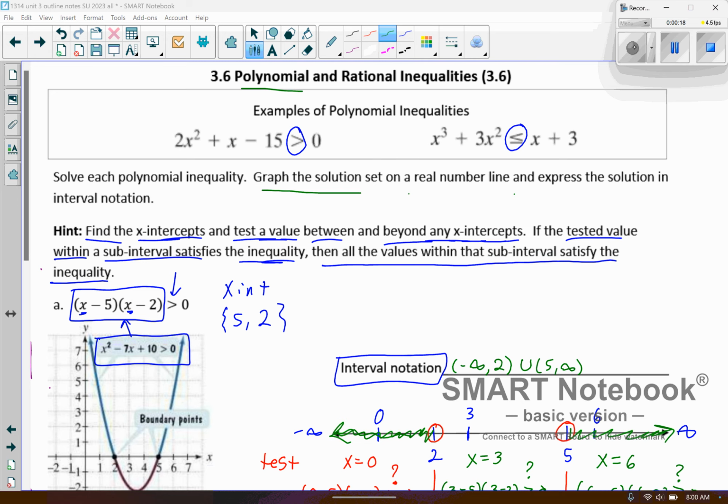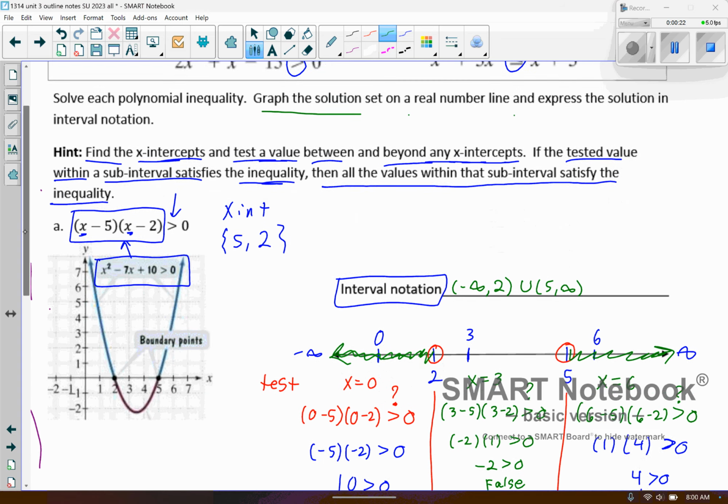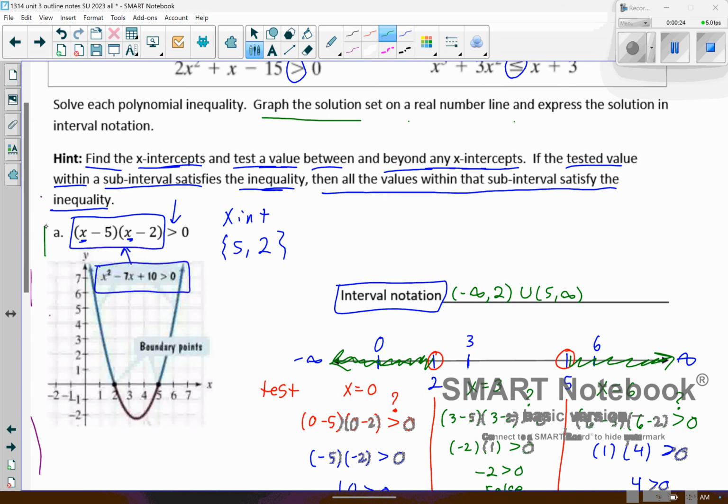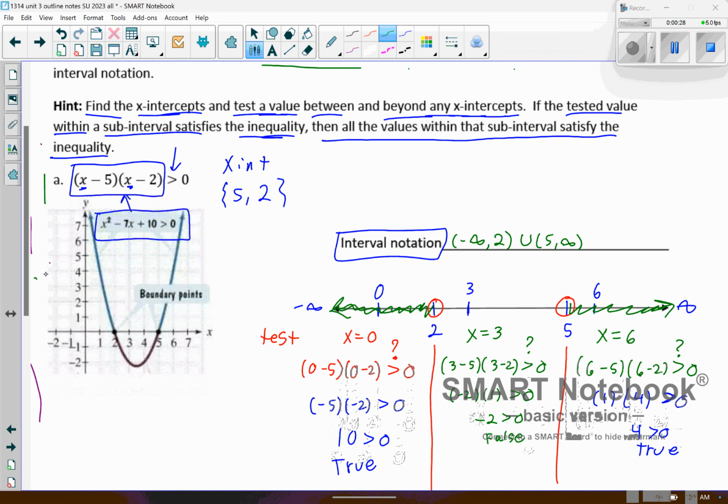We had one here which was in the quadratic form, which is where we're going to have the parabolas. The graphs can be helpful to help you visualize it, but what's going to help us is if we just follow these directions right here. Basically you want to find the x-intercepts, and then you need to figure out if those x-intercepts are part of the solution or not. In our first example, they were not.